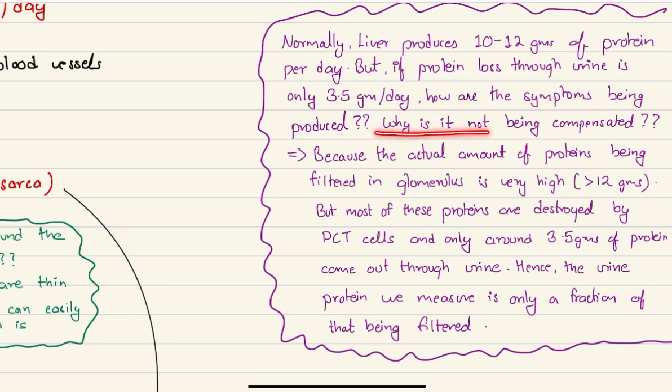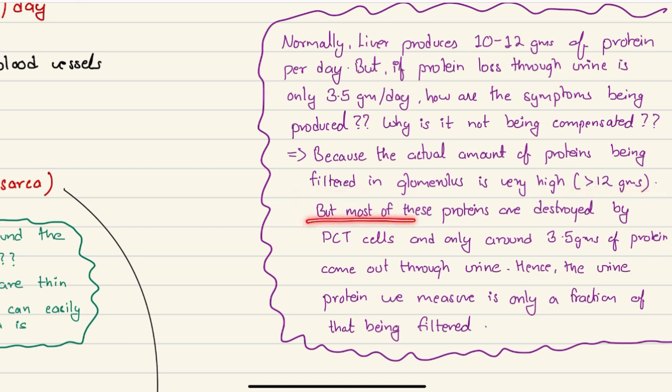So, why is it not being compensated? It's because the actual amount of proteins that are being filtered in the glomerulus is very high. That is more than 12 grams. Okay, so the liver is producing 10 to 12 grams, but the actual amount of protein that is being filtered out is more than 12 grams.